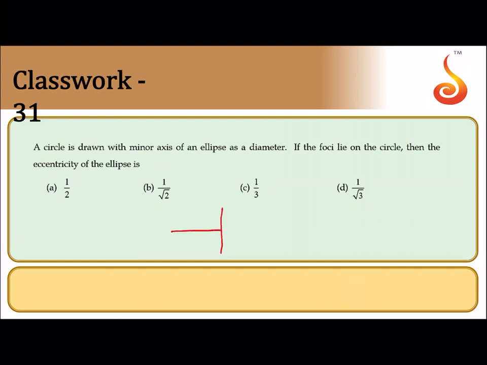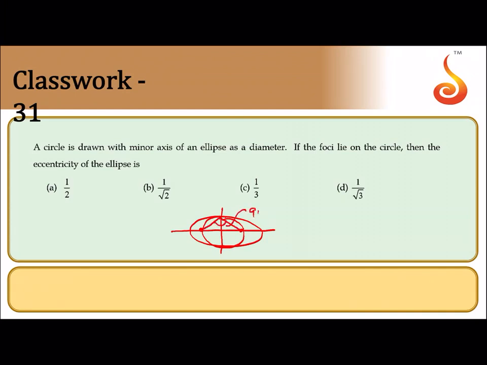31. A circle is drawn with the minor axis of an ellipse as a diameter. This ellipse is given. So this is the circle drawn, with the minor axis as a diameter. Then the foci lie on the circle. These are the two foci. Foci lie on the circle.